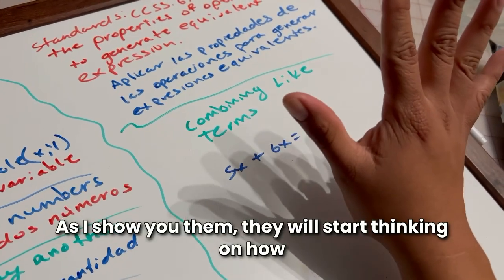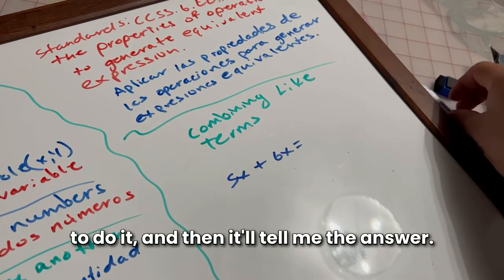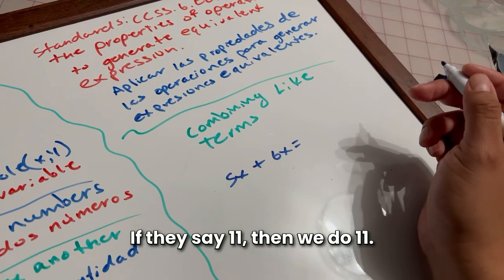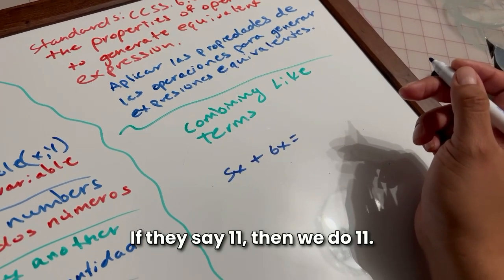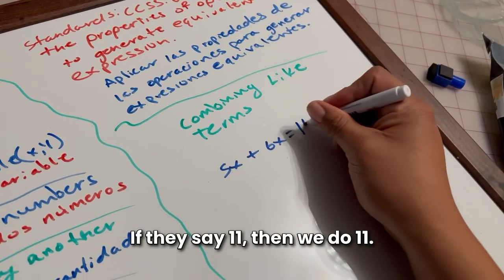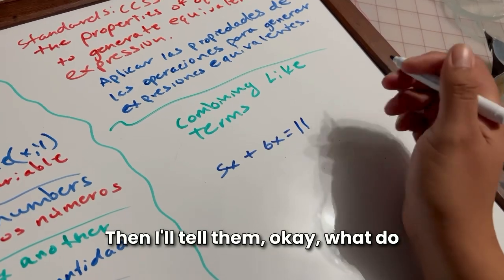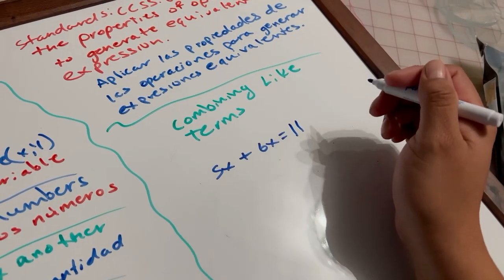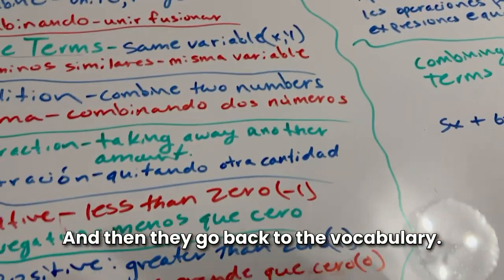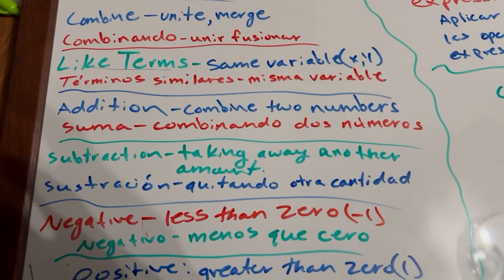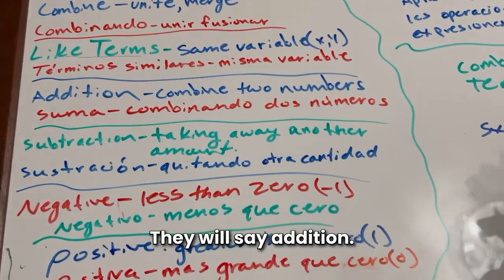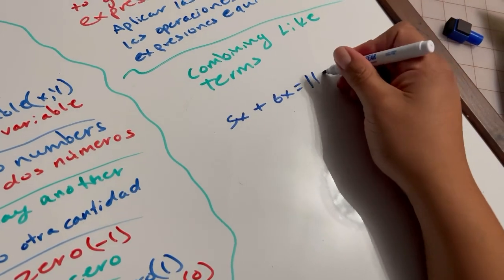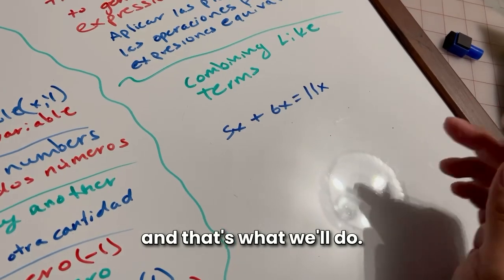As I'm showing them, they will start thinking on how to do it, and then they will tell me the answer. If they say 11, then we do 11. Then I'll tell them, okay, what do we do with x? ¿Qué hacemos con x? And then they go back to the vocabulary. They will say addition, and we'll add the variable together. And that's what we'll do.